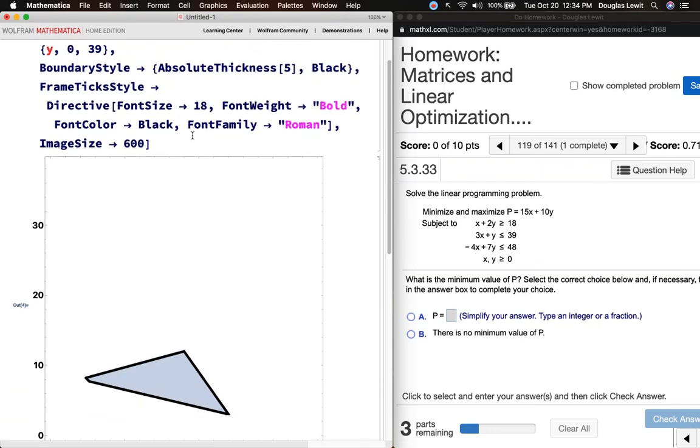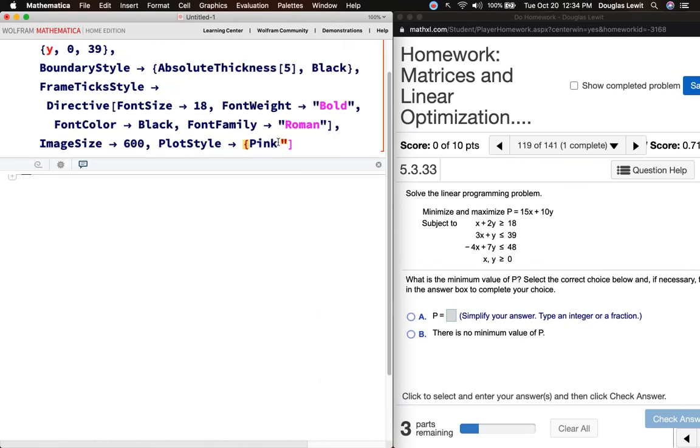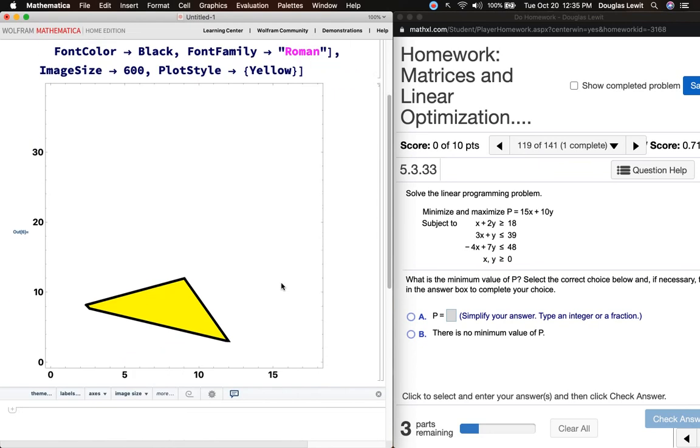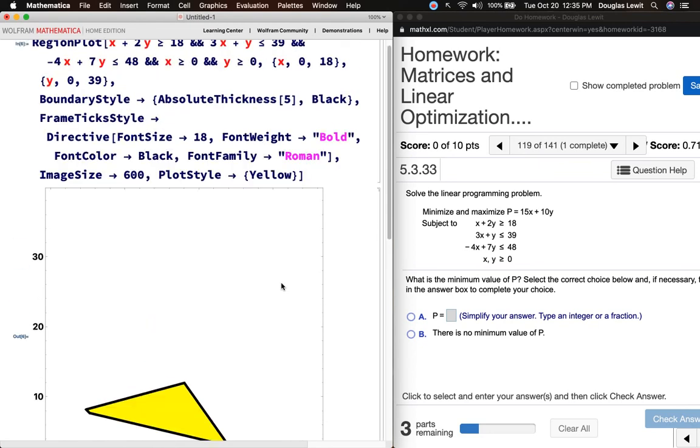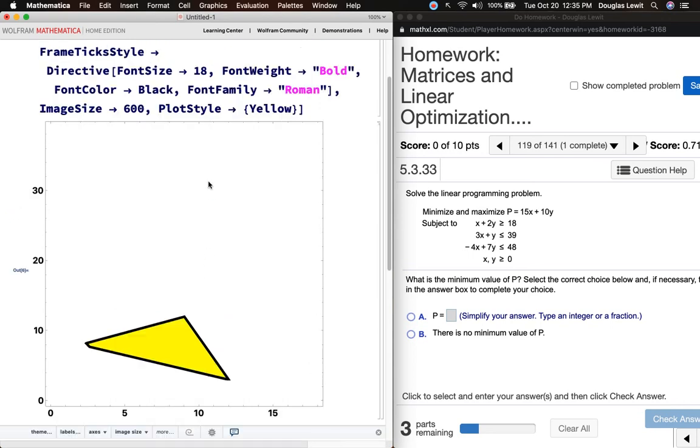Okay, and we could change some other things. Plot style could be pink, or we could do blue, whatever color you like. We could do yellow. But the problem is here, I want to see those lines. I see the feasible region. This is my feasible region right here, but I don't see the lines. I would like to see the lines.